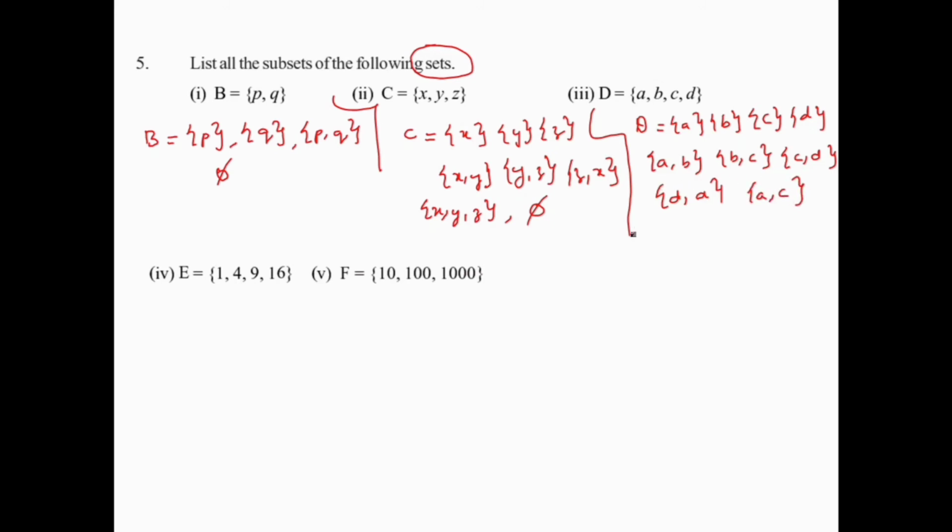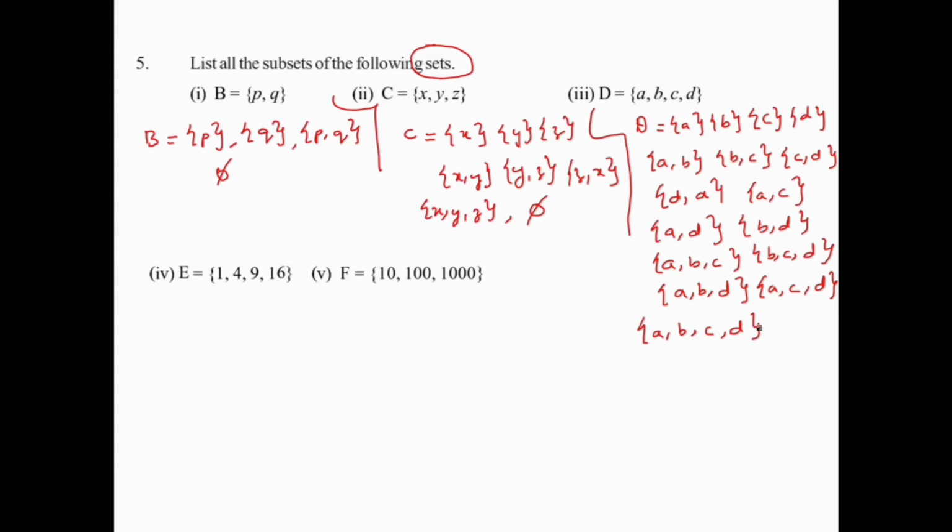I can also write this as A comma D. I can also write this as B comma D. I can also write A comma B comma C as a whole group, B comma C comma D as a whole group, A comma B comma D as a group, and A comma C comma D as a group. And I can also write the whole set like this, and eventually you will have a null set.